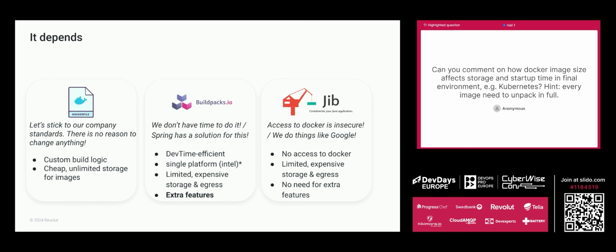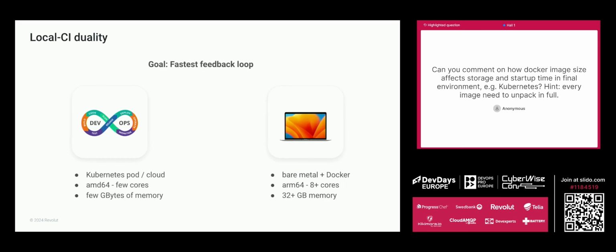And also if someone tells you that we do things like Google and we should stick to what Google does, it happens. Yeah, and it works. Jib is a pretty nice library, and it's also configurable. When you have limited storage, then it might also be worth investigating.